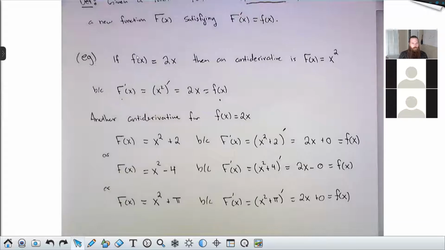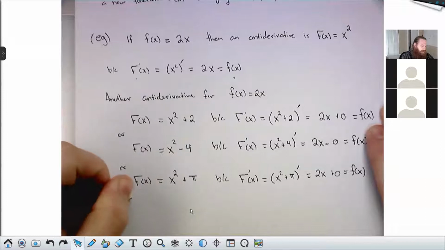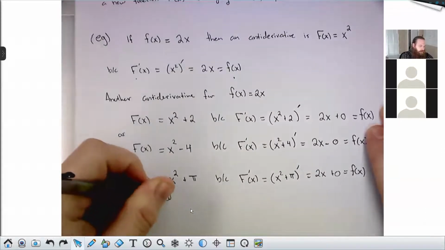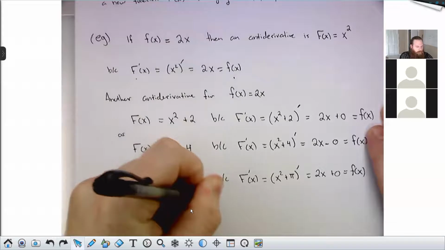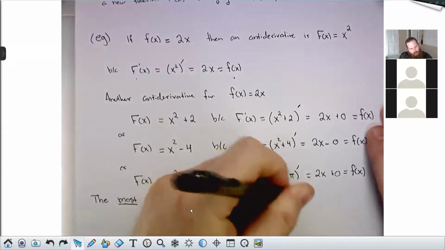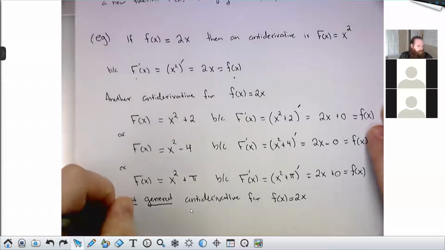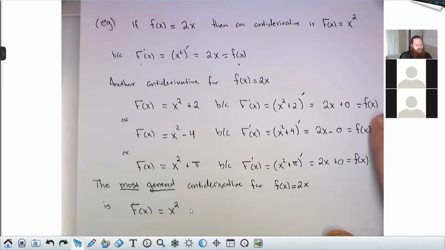There's not just one antiderivative for this function. There's not just x squared, but also x squared plus 2, or x squared minus 4, or x squared plus pi. The most general antiderivative for f of x equals 2x is x squared plus any constant.